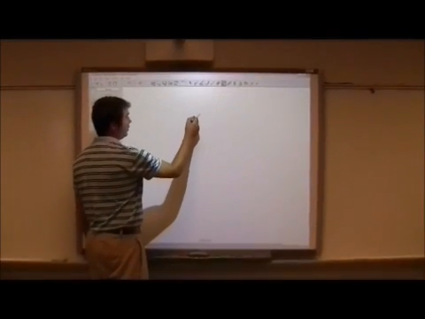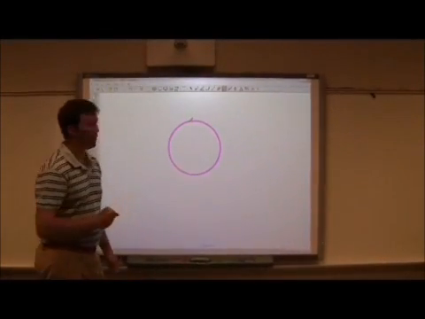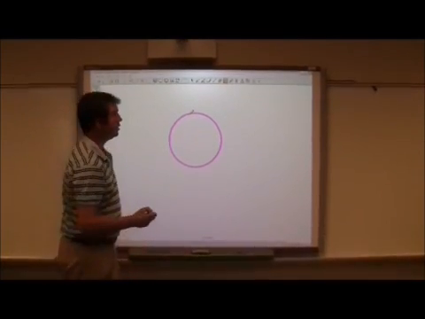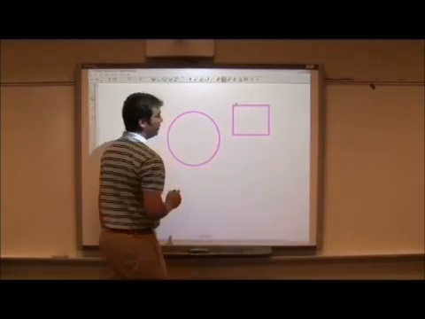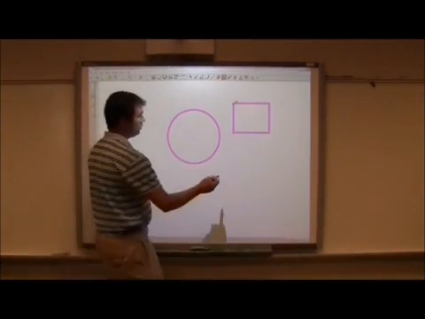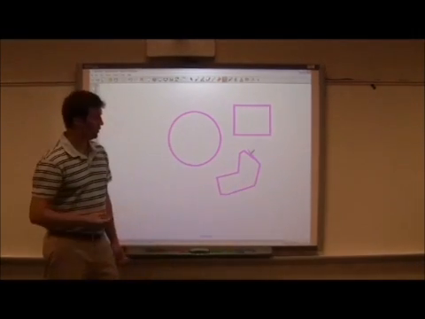Next tool is a shape recognition tool. So if you draw, most of us can't draw perfect circles, but if we draw a circle, it's going to automatically change it to a circle. Same thing with a rectangle, and if you draw a crazy shape on here, we'll still recognize it as something with straight lines.